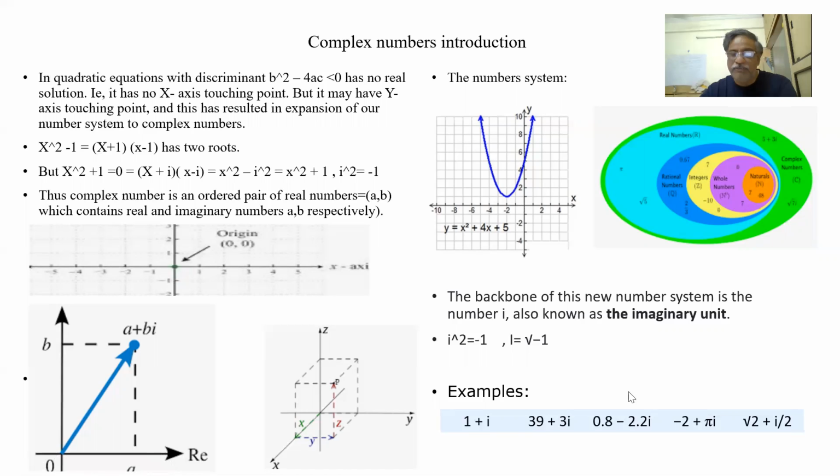So here are some examples of complex numbers. 1 plus i means 1 and 1, here 1, here 1. 1 comma 1 is 1 plus i. Then 39 plus 3i, 0.8 minus 2.2i, like that. Minus 2 plus pi i: this is minus 2, and this is plus pi, which is 3.14 something. So these are our Cartesian coordinates, and we are representing them in terms of complex numbers.